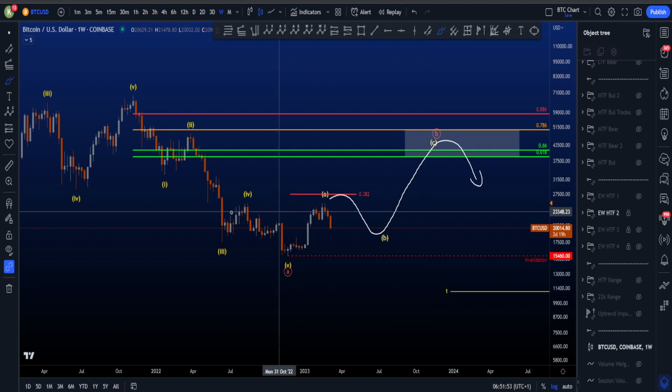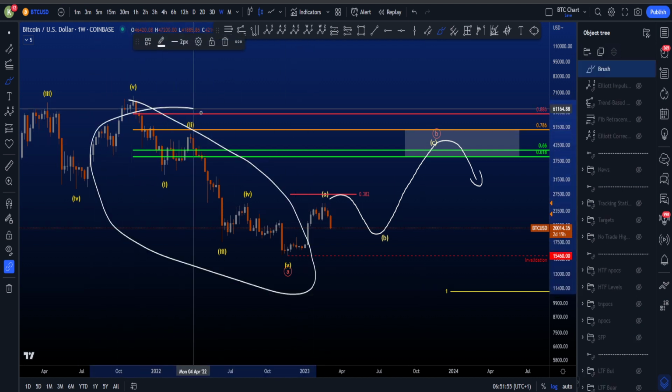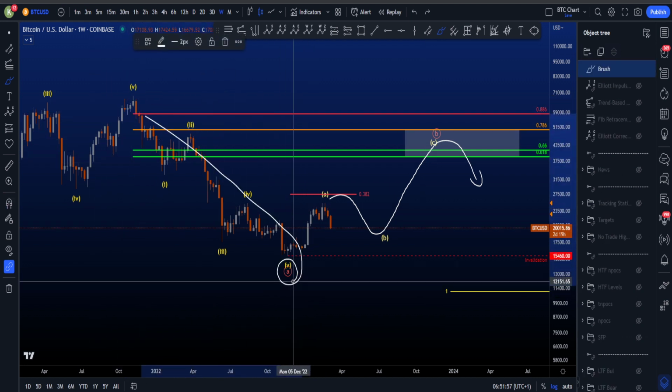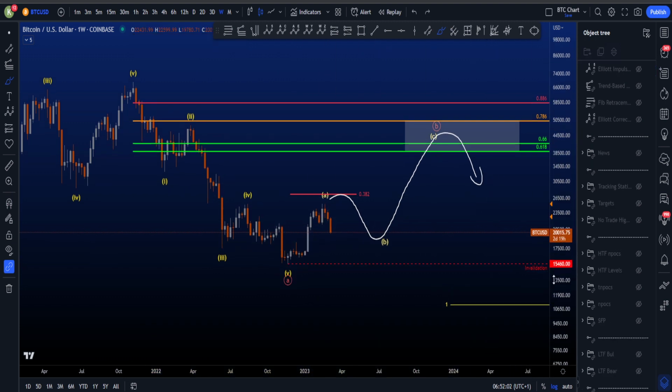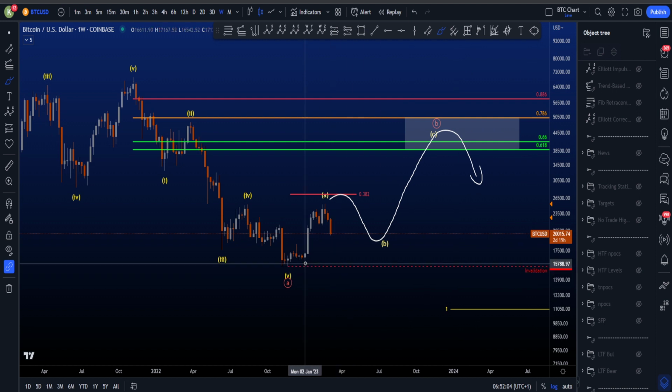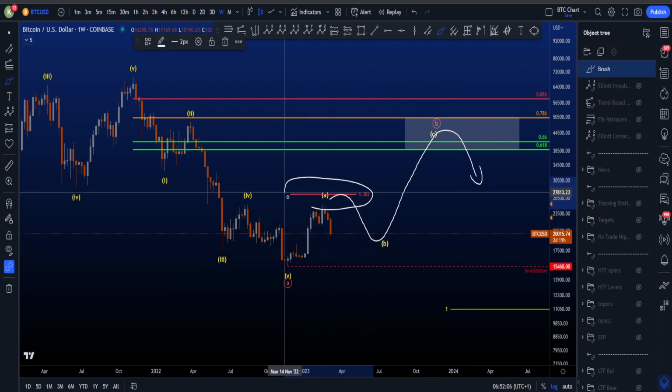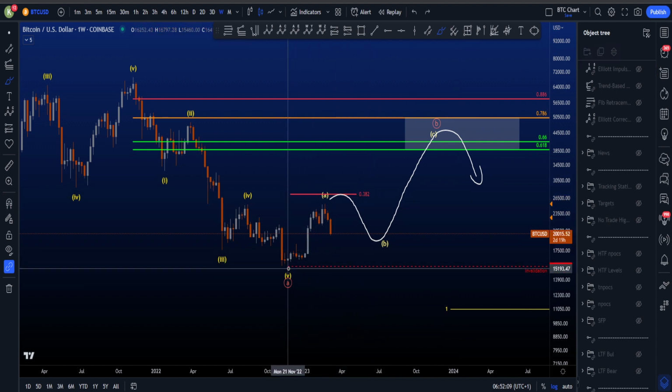The second scenario is that, again, this is a 5-wave structure, but then this is a higher time frame wave A followed by a B, and we're looking for a C to the downside. I have two problems with this scenario. First of all, usually wave A hits at least the 382 Fibonacci, which it did not.